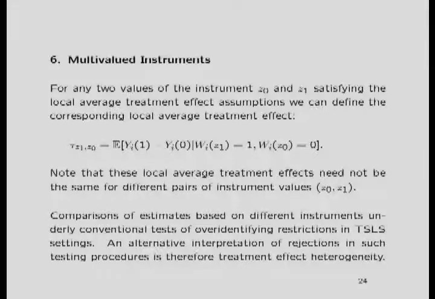Now, in principle, we can define this local average treatment effect for any pair of instruments. So we have C1, C0, two values. We can look at the average effect for individuals who would participate given C1, but not participate given C0. And if we have more than two of these pairs, we may get a different effect for any particular combination.